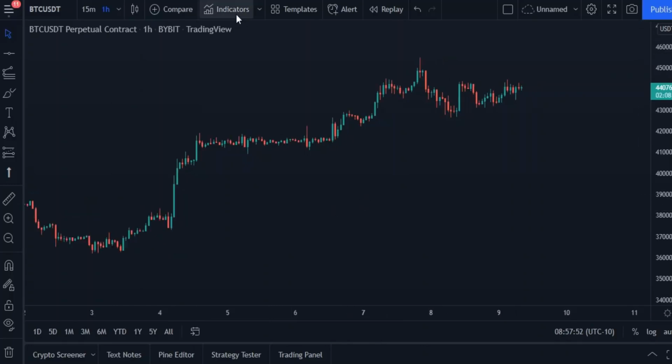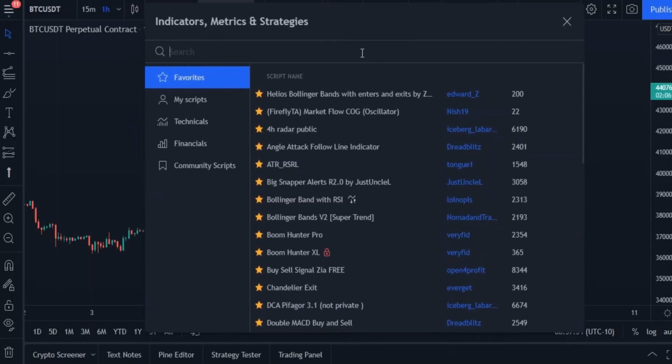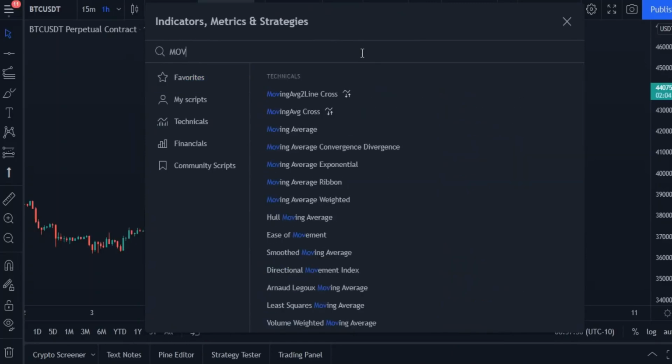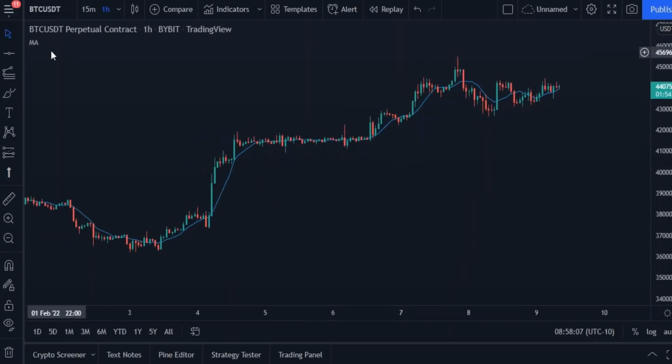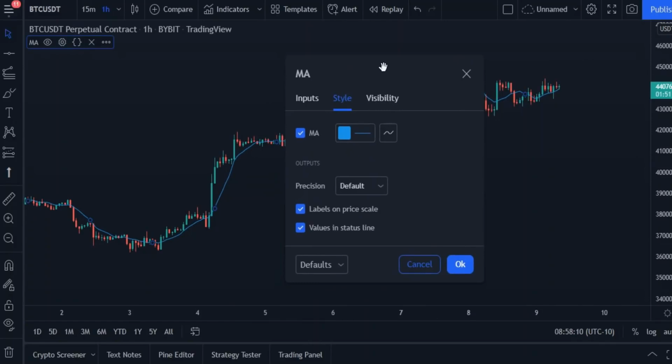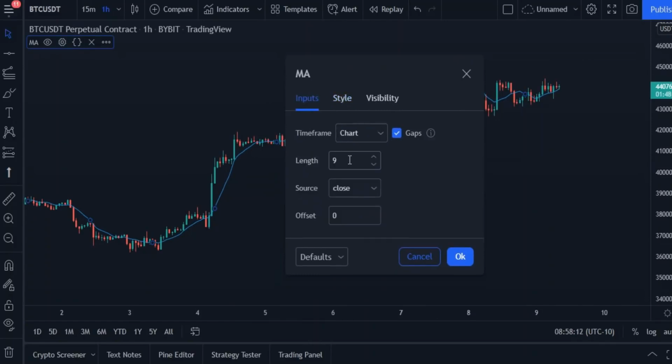Now let's open the indicators box. In the search field, type moving average. From the results, choose the first moving average indicator. Now open the indicator settings. Head to the input and change the length to 100.